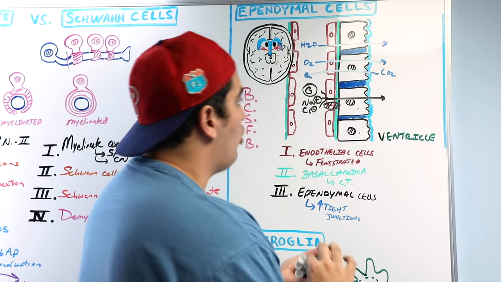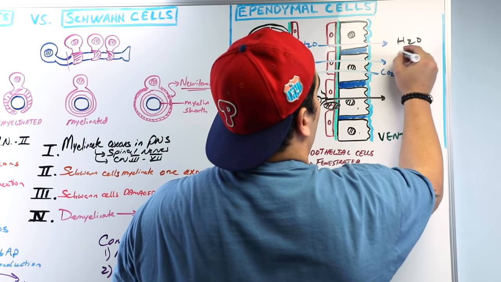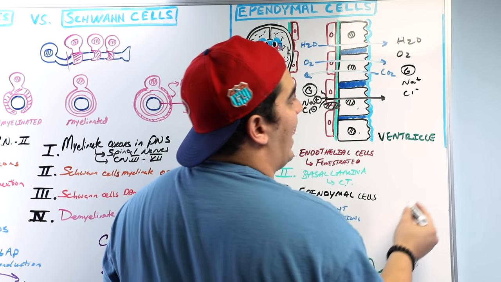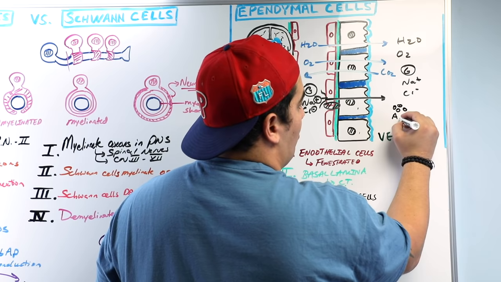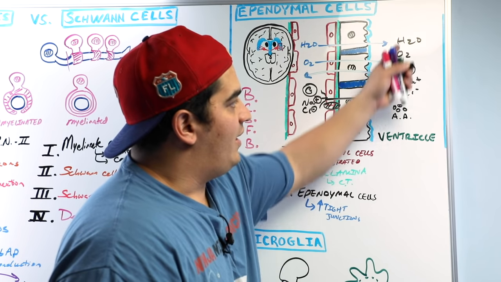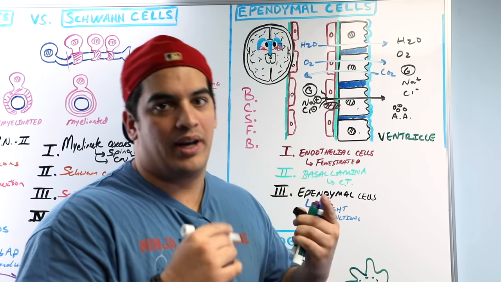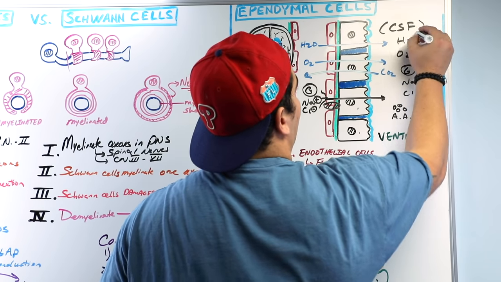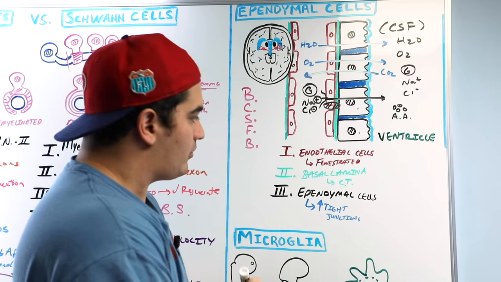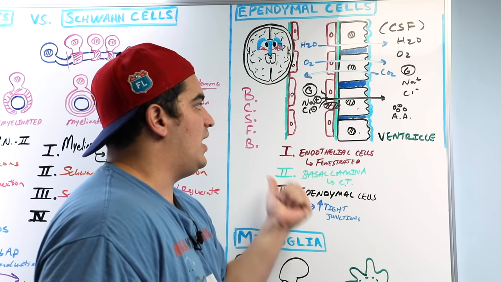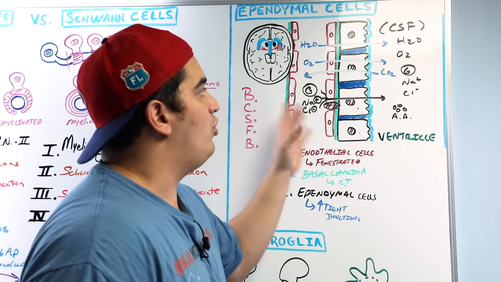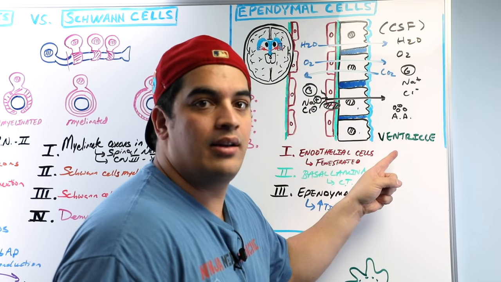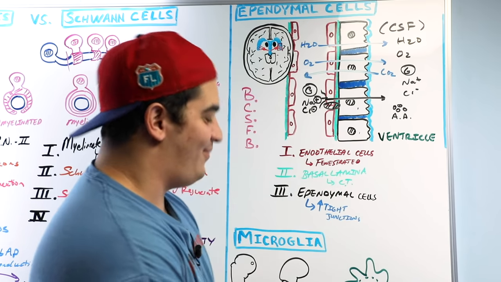And so now if all of this stuff comes over here, water, maybe a little bit of oxygen, maybe some glucose, some sodium, some chloride, stuff like that. Maybe there's even small amino acids present over here. All of that stuff sitting in this ventricle is now made what type of fluid? Cerebrospinal fluid. So this is now what we refer to as CSF. So the ependymal cells are part of the blood CSF barrier. This is the component. What do they do? They control the movement of ions across this barrier. And what do they make? Cerebrospinal fluid.